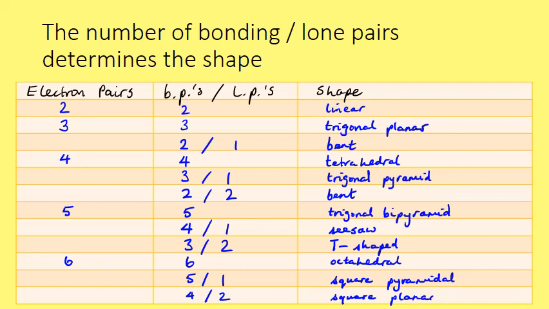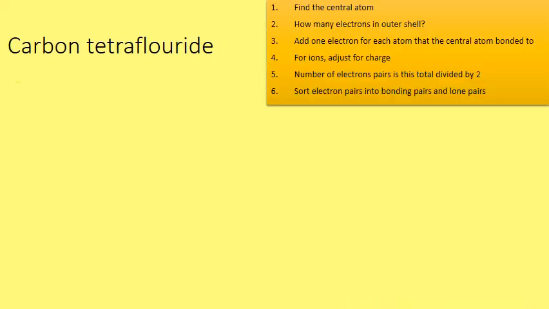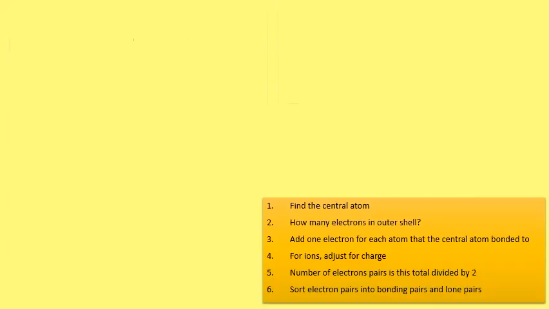So there are all the shapes, 12 shapes for you to remember, and their corresponding numbers of bonding pairs, lone pairs. Let's have a look at some examples, probably one example of each one. So let's have a go at predicting the shape of some molecules using our 6-step process here and the table we had on the previous slide. Okay, let's start off with a molecule called beryllium chloride.